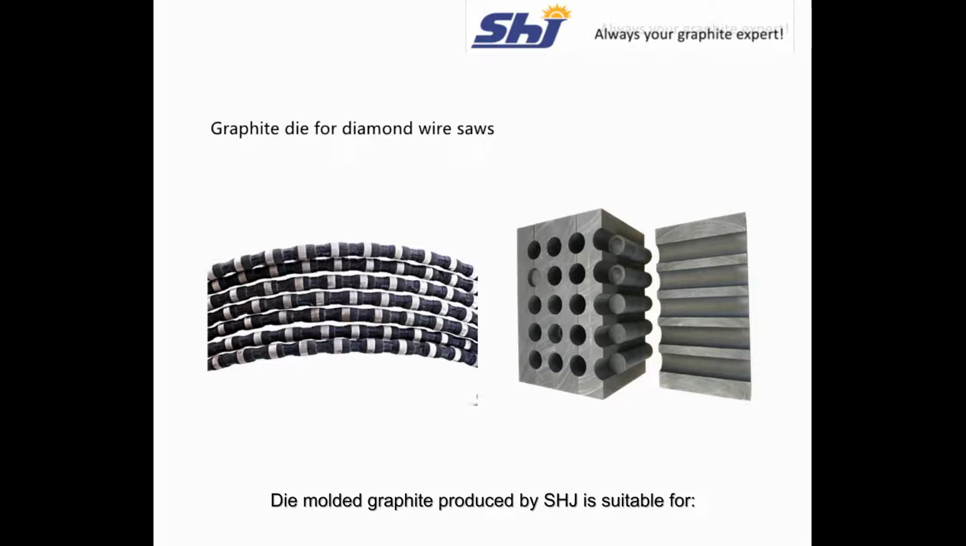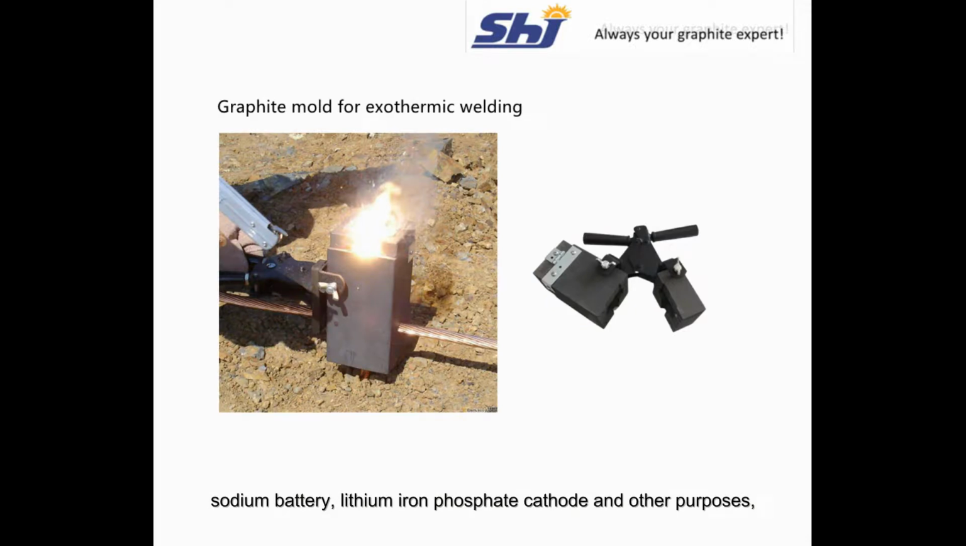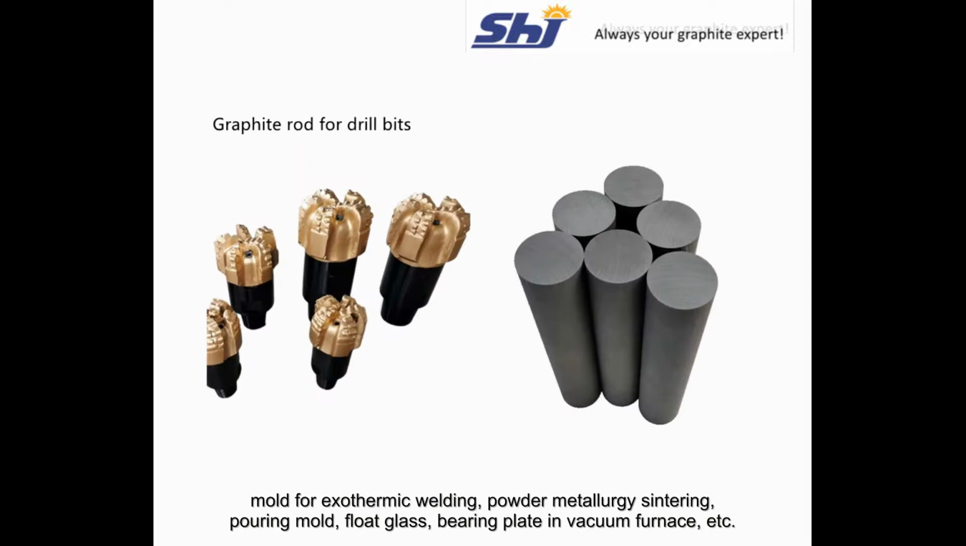Die-molded graphite produced by SHJ is suitable for graphite bolt, plate, crucible, and other process products for lithium battery anode, sodium battery, lithium iron phosphate cathode, and other purposes, mold for exothermic welding, powder metallurgy sintering, pouring mold, float glass, bearing plate in vacuum furnace, etc.